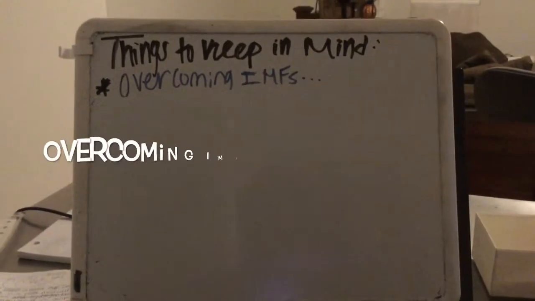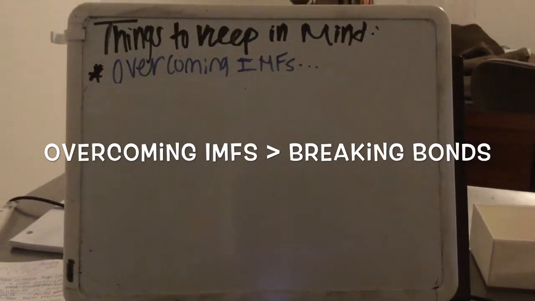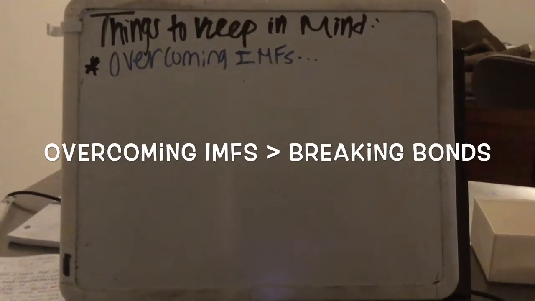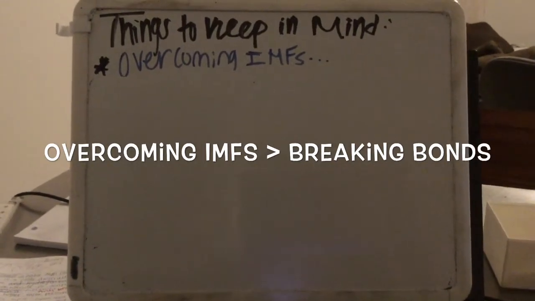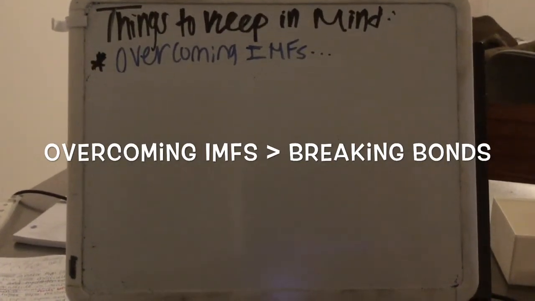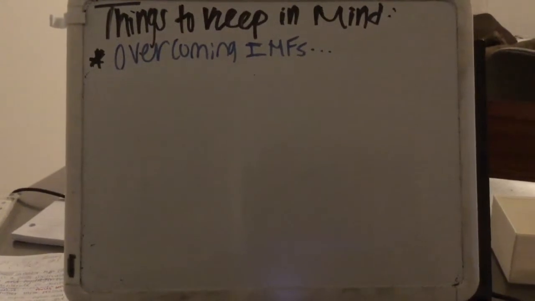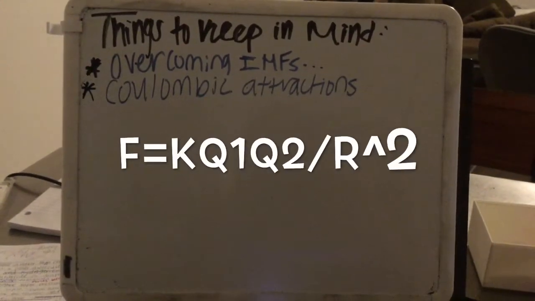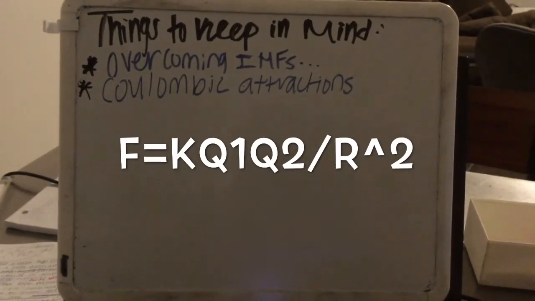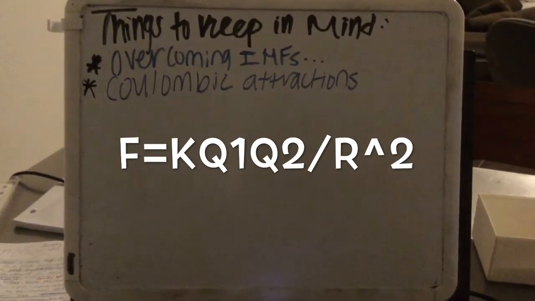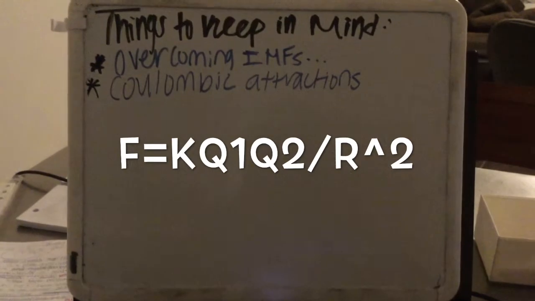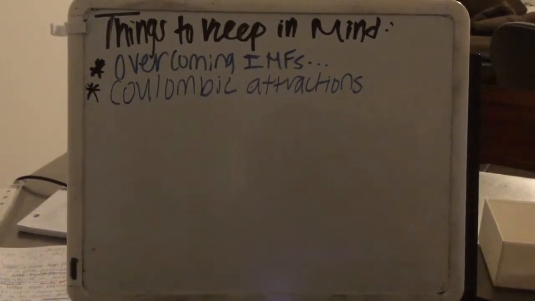While taking the exam, it's important to keep in mind the phrase overcoming IMFs, because you can't say, for example, breaking a bond, because IMFs aren't bonds and they're just attractions. You could also say overcoming attractions when answering a question. You could also say Coulombic attractions whenever you are trying to explain why opposites attract and why a further distance between molecules decreases the strength of their force.